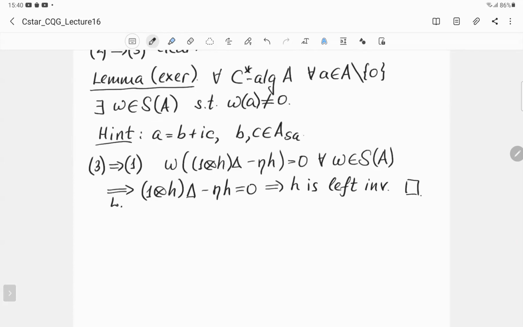So actually, we considered only the case of left invariant states, of left invariant functionals, but of course the right-hand version is similar.